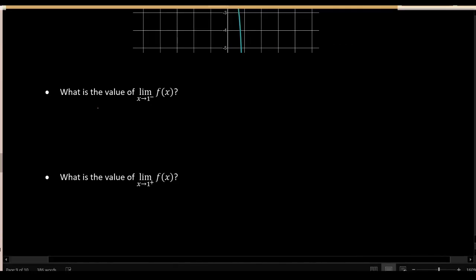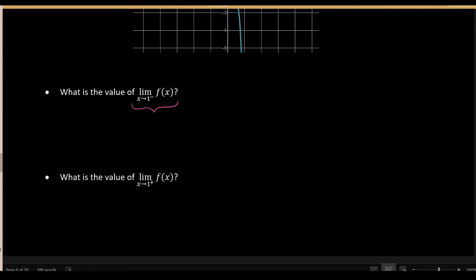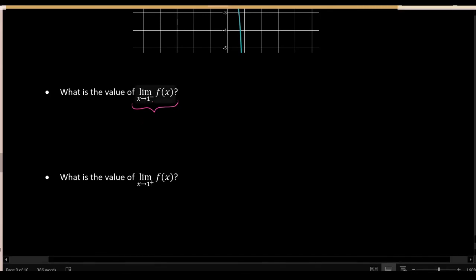So someone says, what is the value of this limit? Now pause for a minute and test yourself. Is this asking for the limit from the left, or is this asking for the limit from the right? There's a minus sign above 1, so we're calculating the limit from the negative direction, which is always on the left.